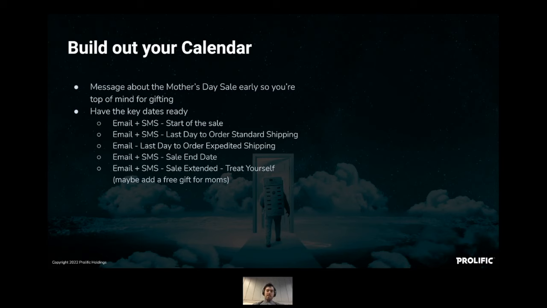Other key dates to have in mind would be the start of the sale. That's where we would recommend doing an email and SMS for when the sale actually starts. Another one you want to do is the last day to order for standard shipping. Do an email and SMS for that day. Last day to order for expedited shipping: I wouldn't do an SMS on that day just because it could be hit or miss profitability wise, and you just sent them an SMS a few days before. But I would do an email and SMS again on the sale end date.